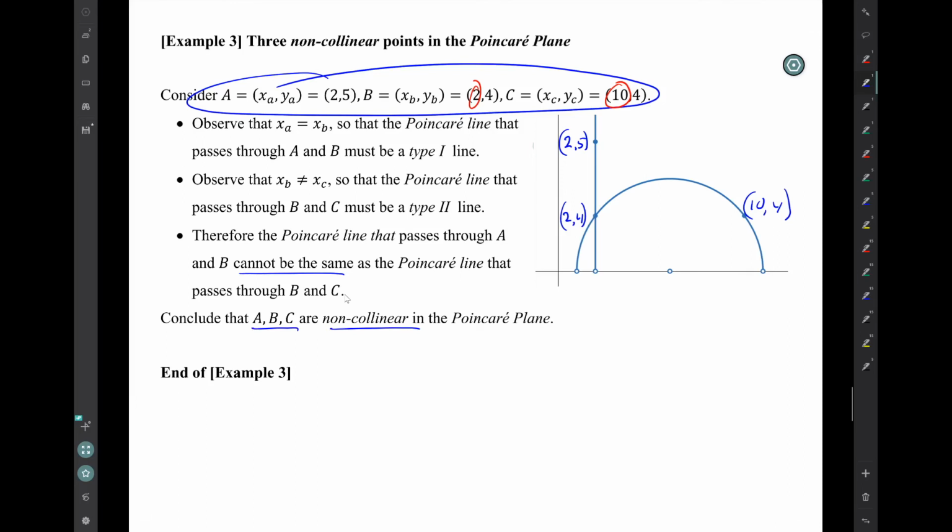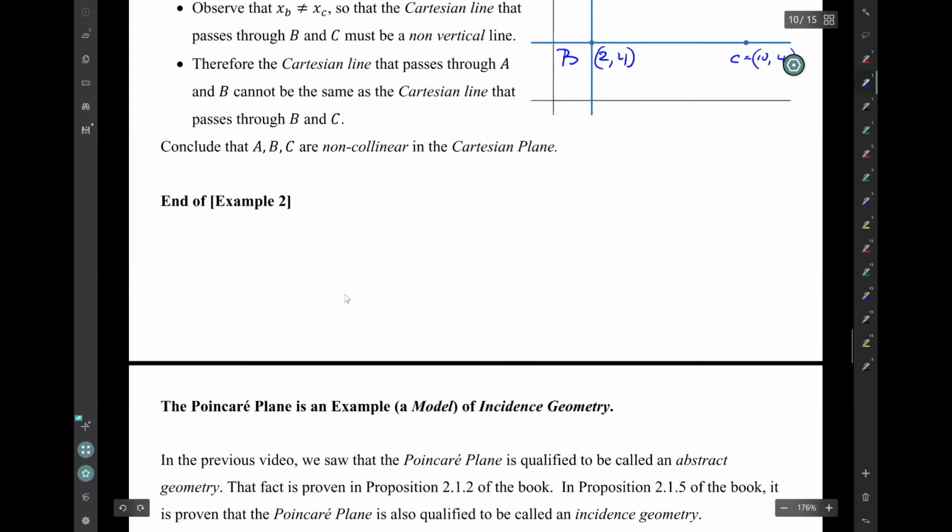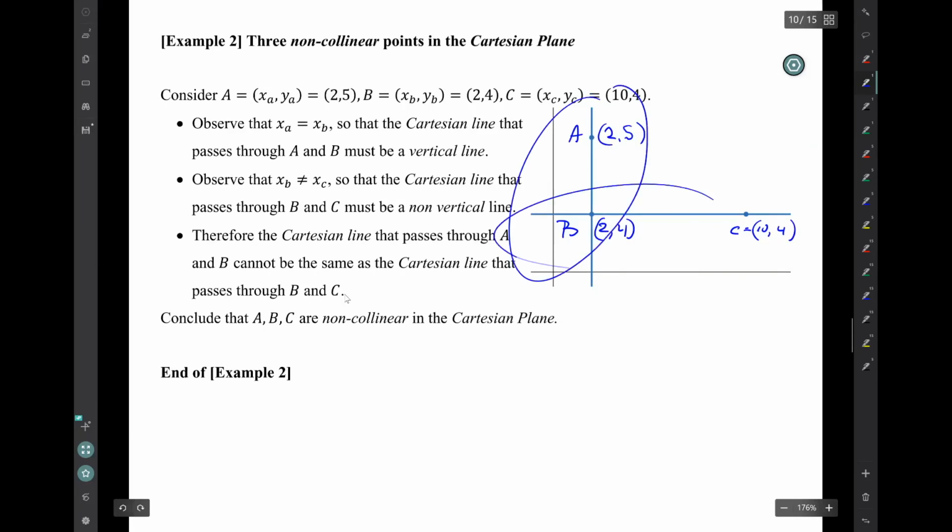But notice that the lines that go through A and B and C look a lot different from the lines that go through A and B and C in the Cartesian plane.